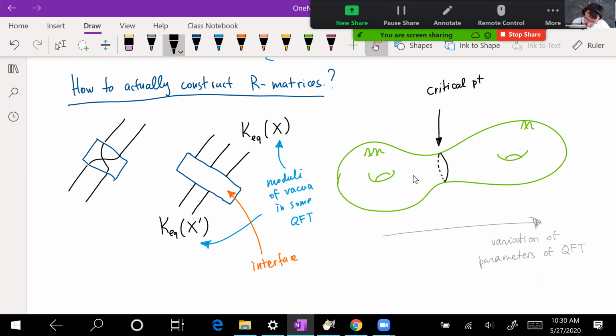And then before and after the critical point, before that you sit in one kind of module over A, and then after that you sit in some other kind of module. And at the critical point, there is more. There's some new physics at the interface. There are some new degrees of freedom that include both the degrees of freedom that come from here and those that come from there, and they somehow live together.